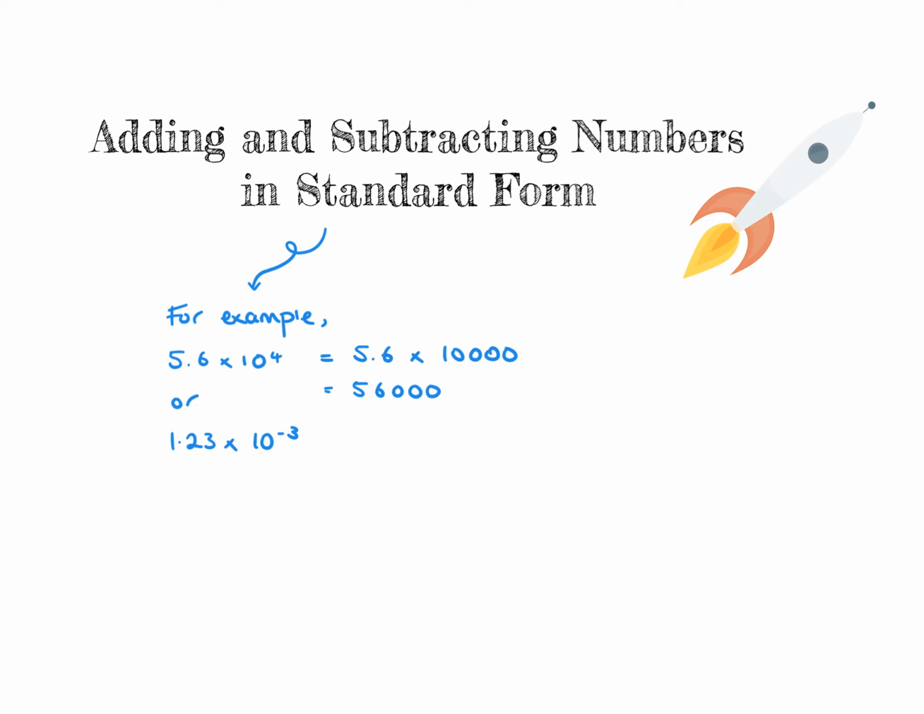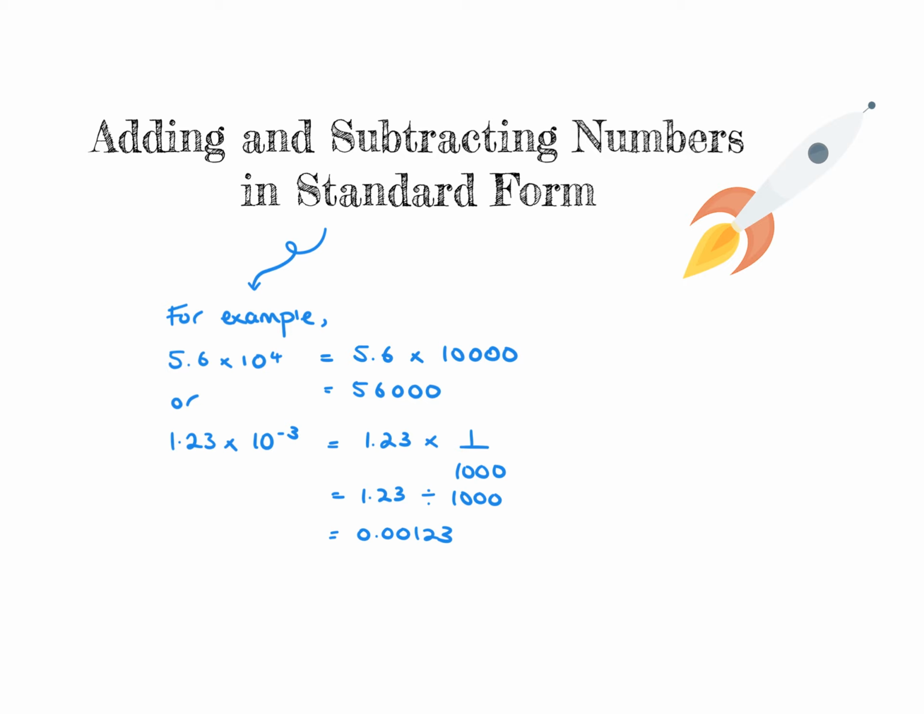But what about 1.23 times 10 to the power of negative 3? Well, we might remember that 10 to the power of negative 3 is 1 over 10 cubed, or 1 over 1,000. And so this is the same as 1.23 times 1 over 1,000, which is in turn the same as 1.23 divided by 1,000. And when we divide by 1,000, we move the digits to the right 3 places. And so 1.23 divided by 1,000 is 0.00123.